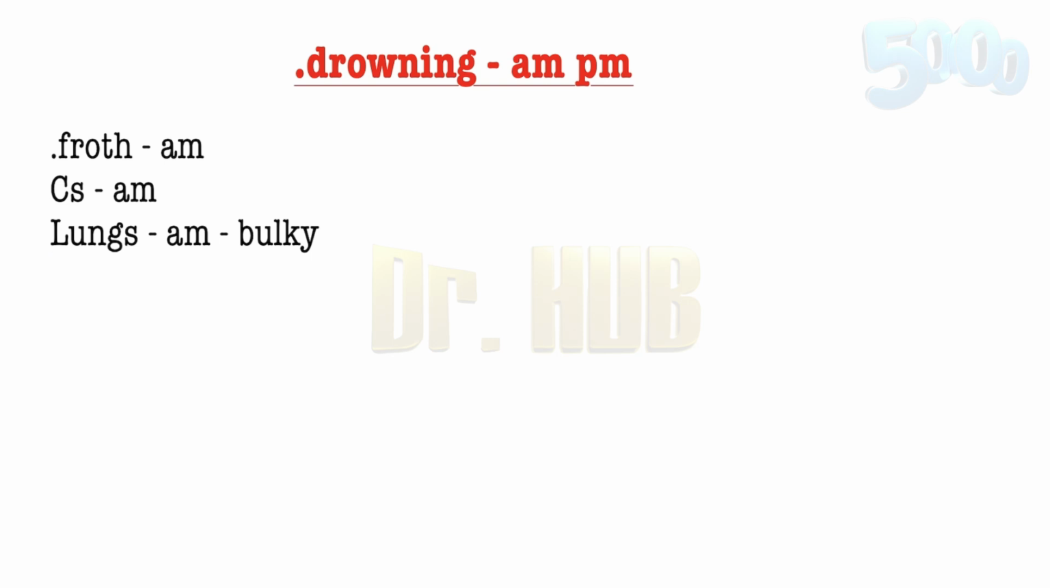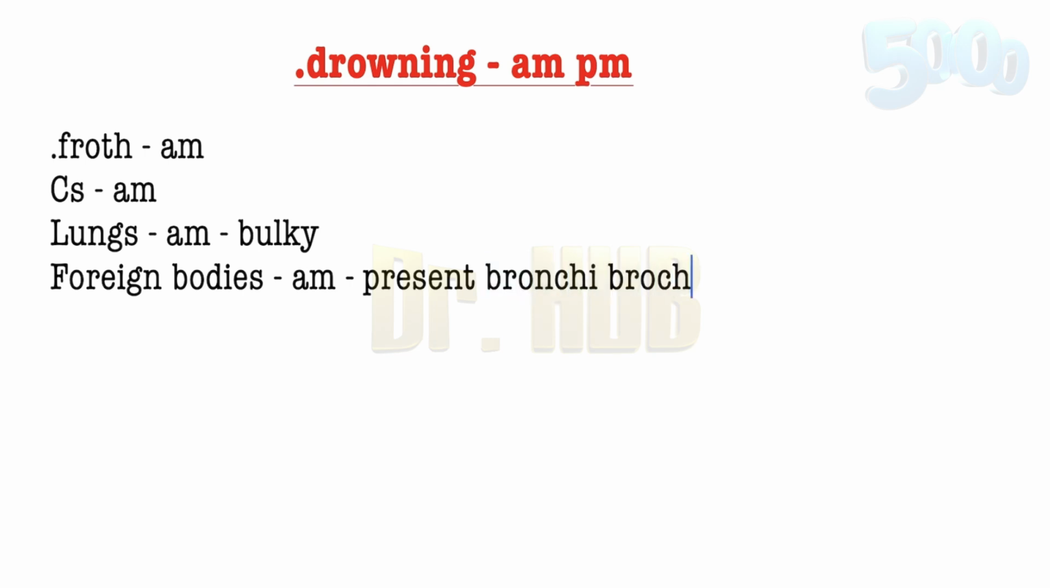Next, we move on to the presence of foreign bodies. By foreign bodies, we mean weeds, debris, or vegetation. These are present in the bronchi and the bronchioles in antemortem drowning. This is only with respect to the antemortem. In case of postmortem drowning, they are passively collected only in the upper respiratory passages, URP.